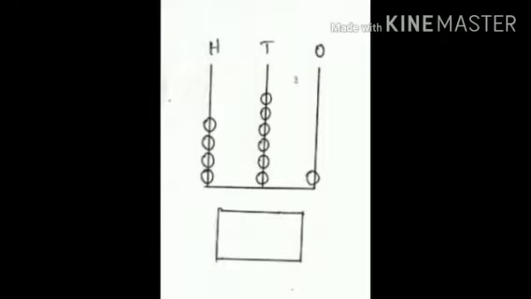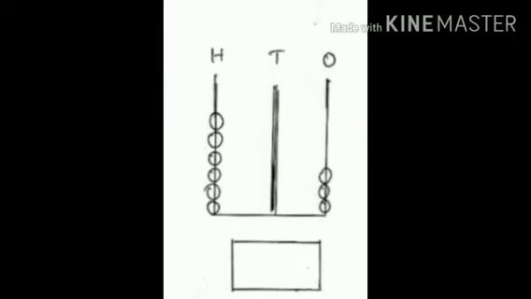Now we will look at how to write a number for a given abacus. So here the first question. In the ones place 1 is there, tens place 6 is there, and hundreds place 4 is there. So the number is 461. Then the next: hundreds place 6 beads are there, and in the tens place there is nothing, so we will write 0 there, and ones place there are 3 beads. So the number is 603.